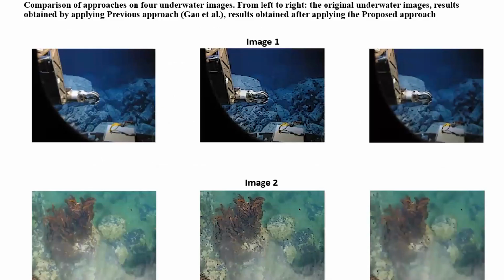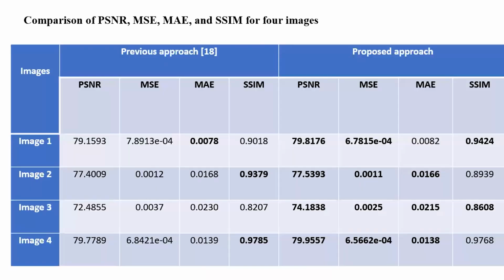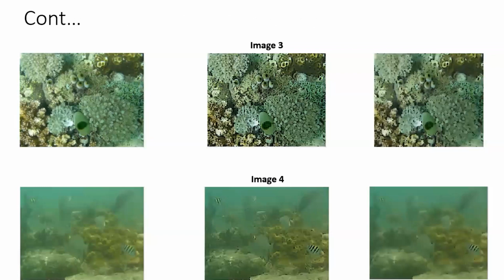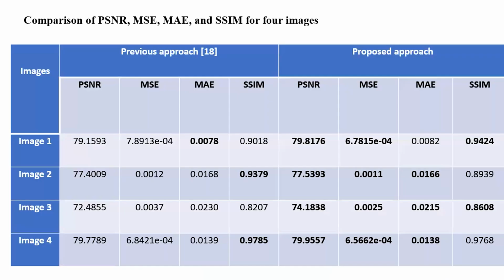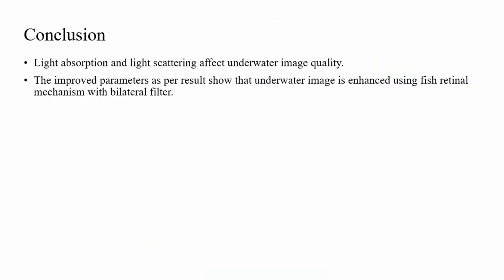And now there is a comparison of the approach on the 4 underwater images. The results which I have acquired using my combined approach of fish retinal mechanism and bilateral filter for the 4 sample images were found to be better, as shown in these figures as well as in this table. Therefore, we can conclude that this combined approach improves the underwater image quality more. Additionally, as shown in this figure, this combined approach preserves edges and eliminates noise more effectively than the previous approaches. Next comes the conclusion.